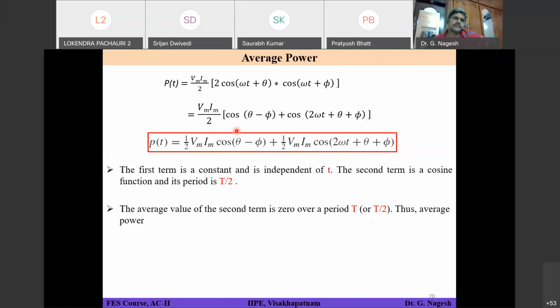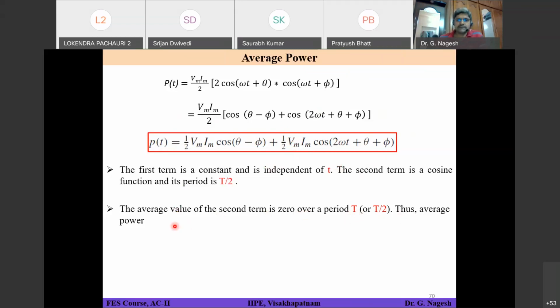If you do that, this first term is not going to be affected because it is not a function of time. But the second term will be equal to what value? 0. The second term will be equal to 0. You are integrating between 0 to T time limits. If you do the integration, obviously this converts into a sine function, and you get sine of 4 pi minus sine 0. So finally the second term will be 0. The average value of the second term is 0 over the time period T or T by 2.